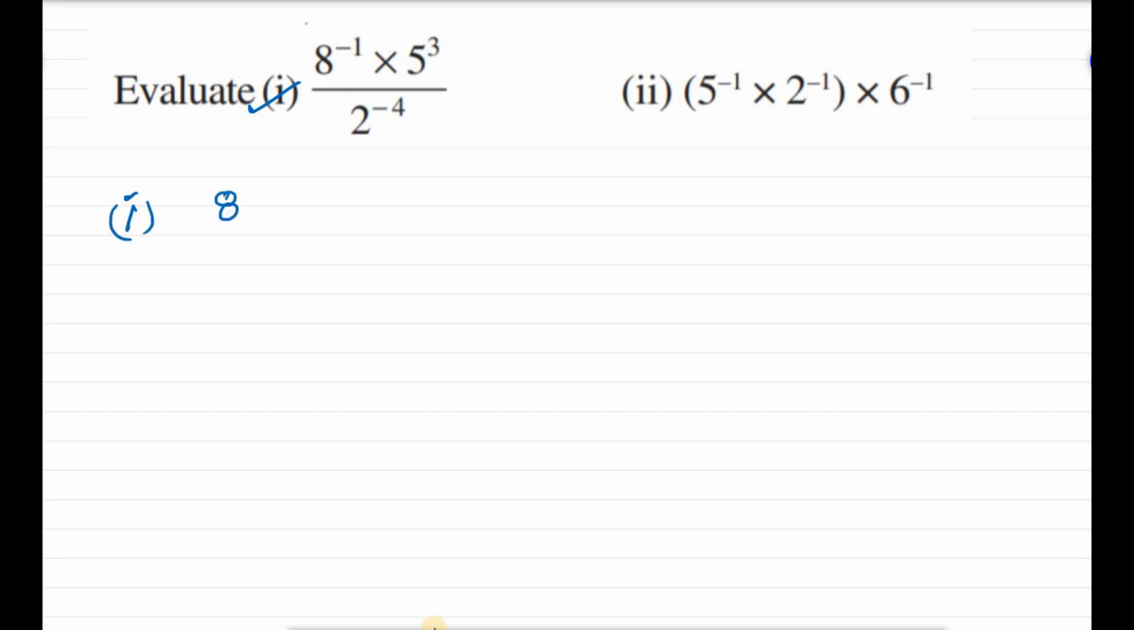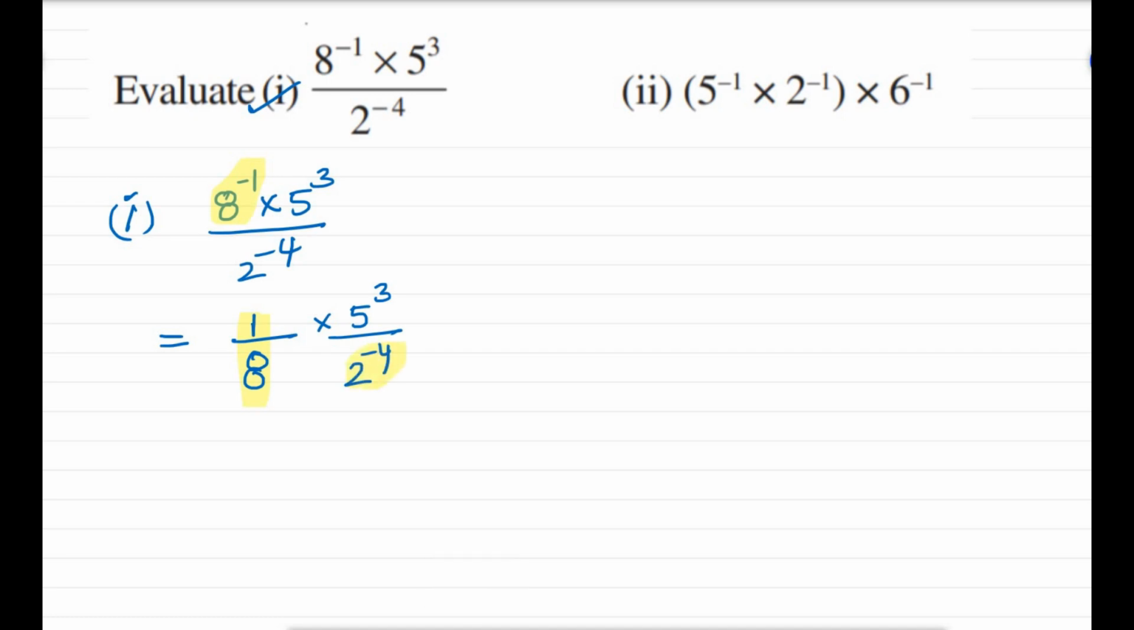Evaluate 8 to the power of minus 1 into 5 to the power of 3 by 2 to the power of minus 4. So here, 8 to the power of minus 1 can be written, using a to the power of minus m, as 1 by 8. I have written 8 power minus 1 as 1 by 8. The remaining I'm writing as is, 5 to the power of 3 by 2 to the power of minus 4. Now I'll simplify this.